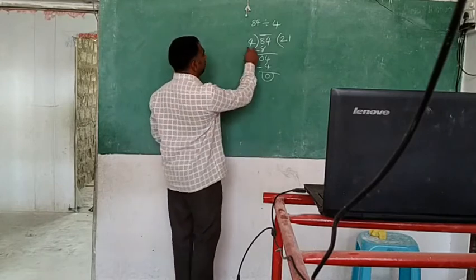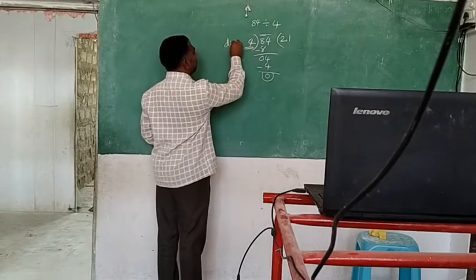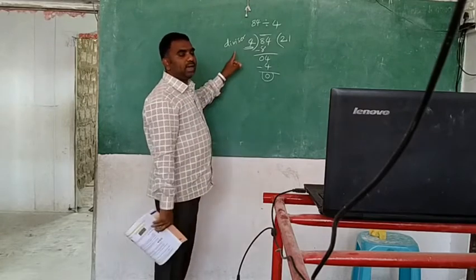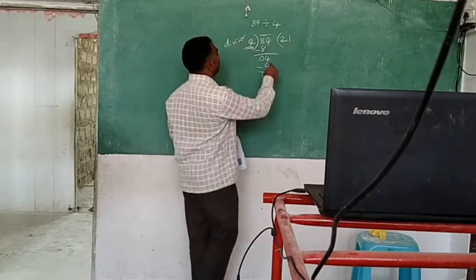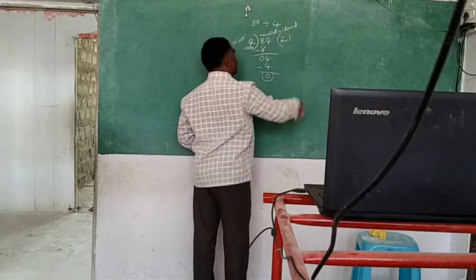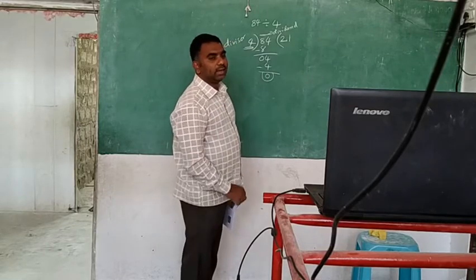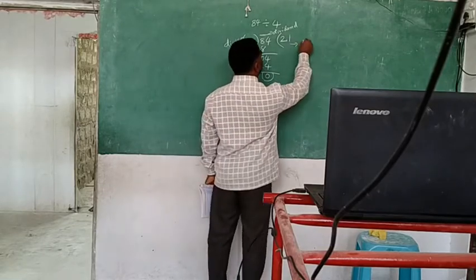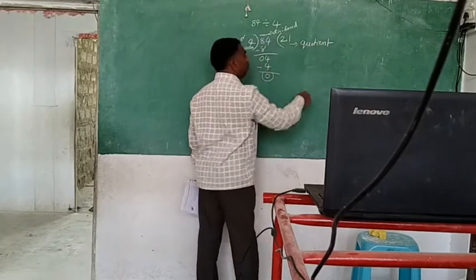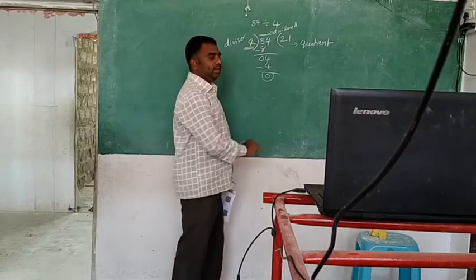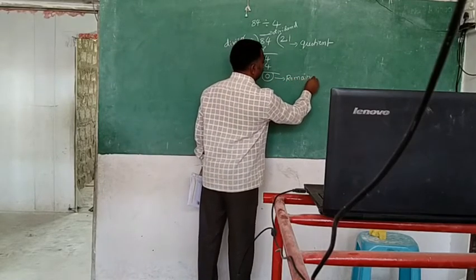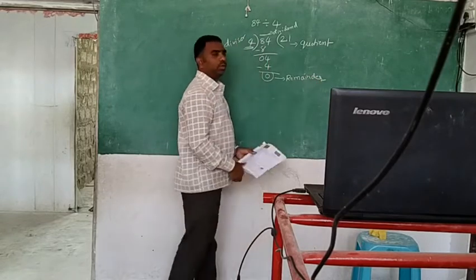And we will say this is divisor. What is this? Divisor. And this is dividend. And it is quotient. This is called quotient. And it is called remainder. So you need to know these names.